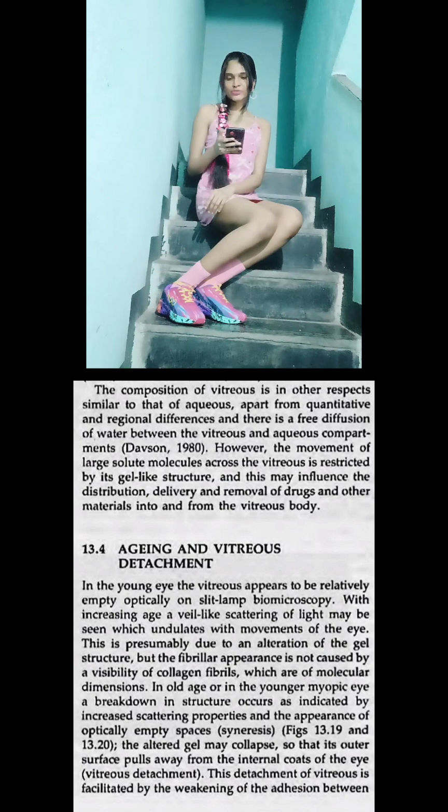Aging and vitreous detachment. In the young eye, the vitreous appears to be relatively empty optically on slit lamp biomicroscopy. With increasing age, a wheel-like scattering of light may be seen which undulates with movements of the eye. This is presumably due to an alteration of the gel structure, but the fibrillar appearance is not caused by a visibility of collagen fibrils, which are of molecular dimensions. In old age or in the younger myopic eye, a breakdown in structure occurs, as indicated by increased scattering properties and the appearance of optically empty spaces, syneresis.